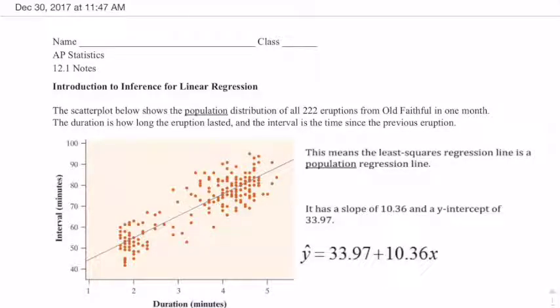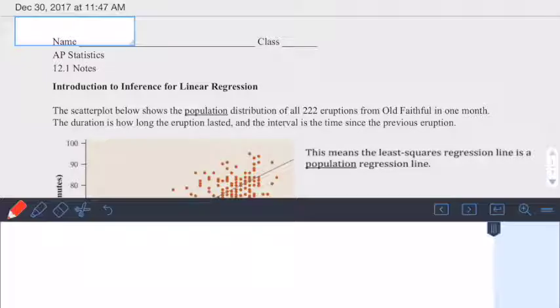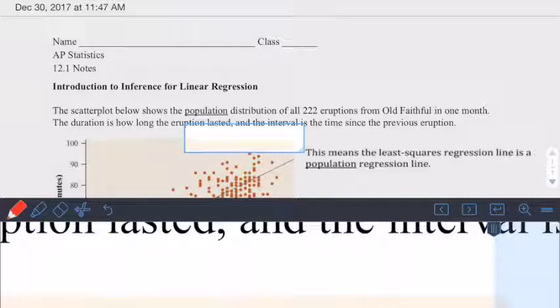Hi AP Stat students, this is our last video of the year, which is super exciting, on inference tests for linear regression. So you're going to figure this all out pretty quickly.